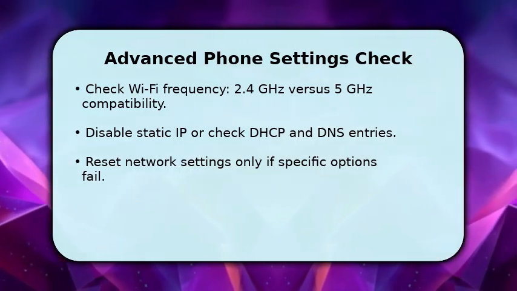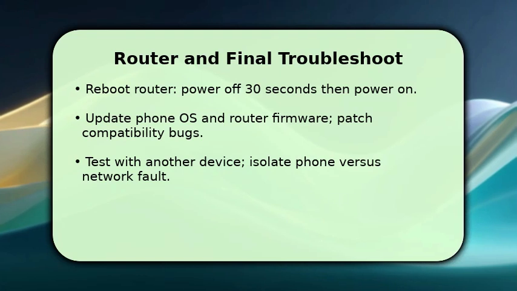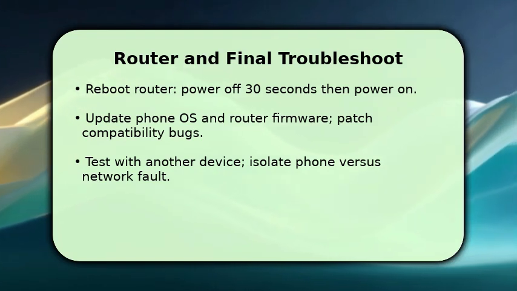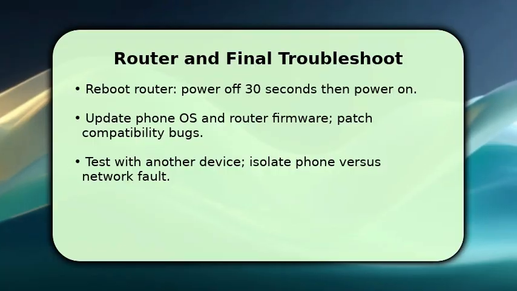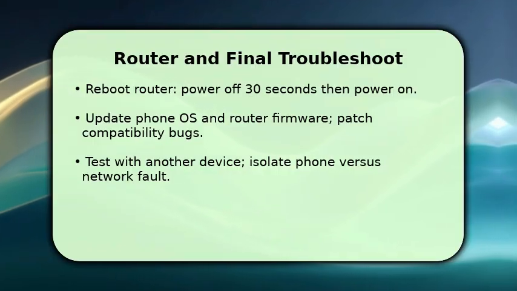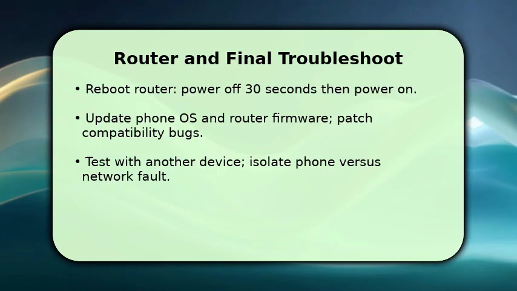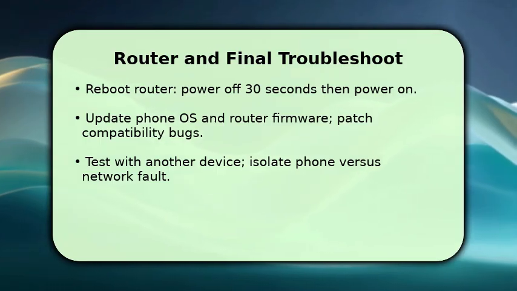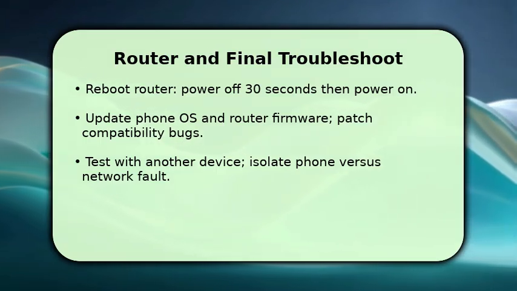Finally, rule out the router and software versions as the source of trouble. Power cycle the router by unplugging it for 30 seconds, then plug it back in so DHCP leases refresh and radio modules restart. Make sure your phone OS and router firmware are up to date to avoid protocol mismatches.